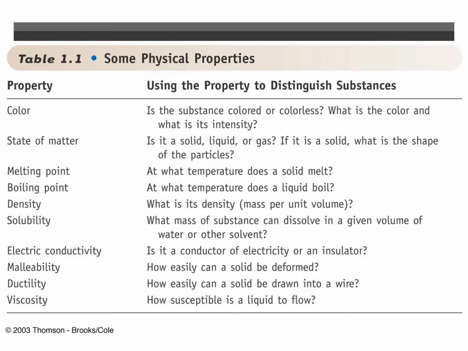Electric conductivity, which is whether it can conduct electricity, or it can insulate, which means it doesn't let electricity through. Malleability, how easily you can form or deform it. Ductility, how easily you can form a solid into a wire. Or viscosity, how susceptible a liquid is to flow. Keep this in mind whenever you think of physical properties.